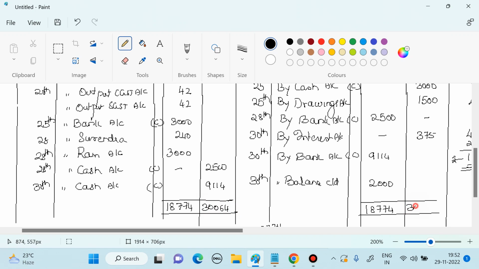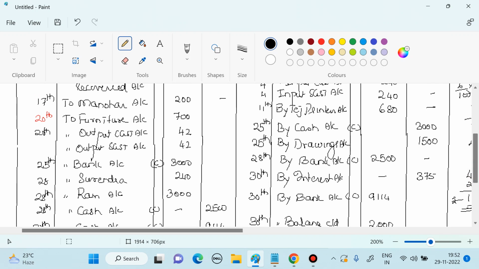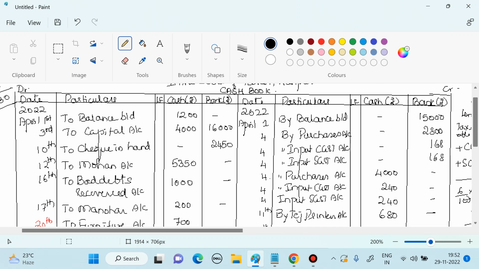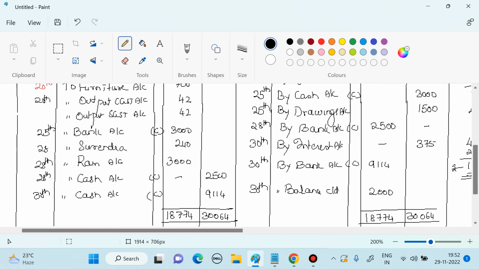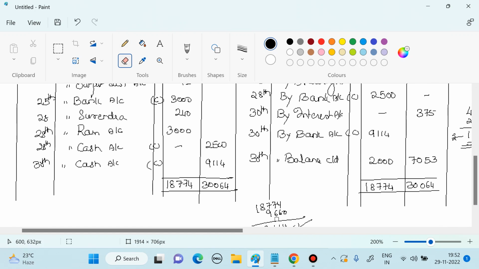So 30,064. From that, we'll subtract the amounts that we have: subtract 15,000, 2,800, minus 168, minus 168, minus 3000, minus 1500, minus 375. That leaves us with a balance of 7053. So the closing balance also came here. Our overdraft has changed into a favorable balance of 7053. Got it?